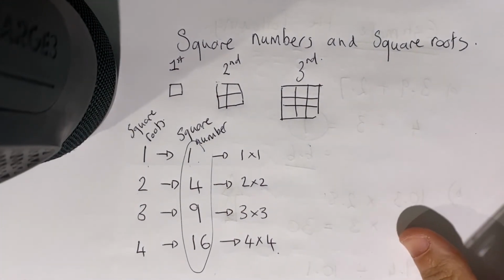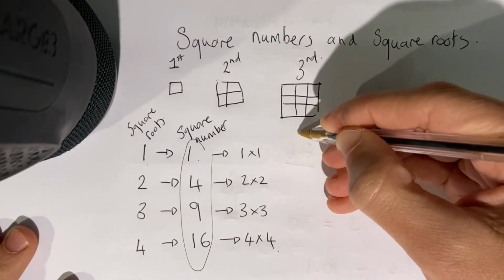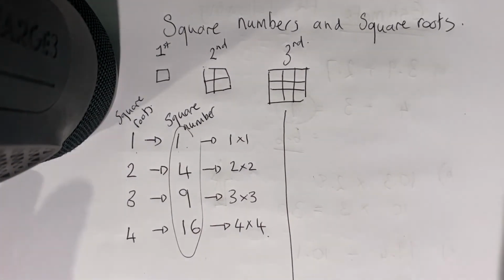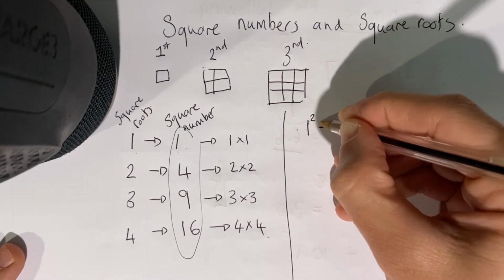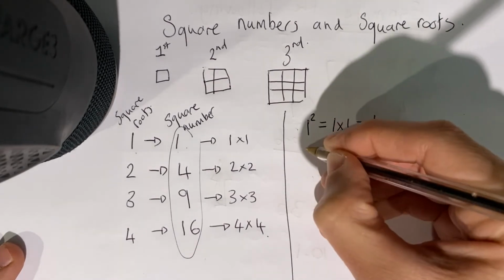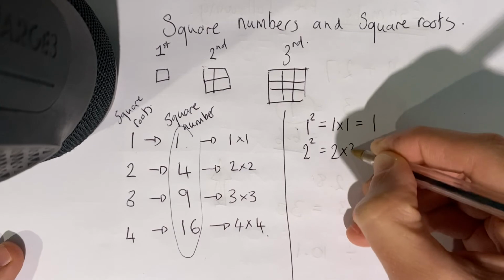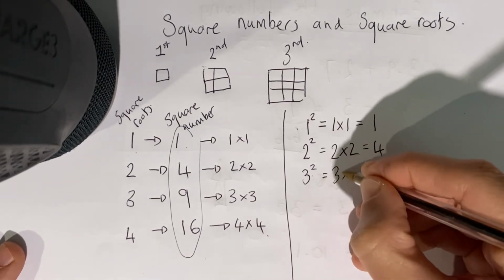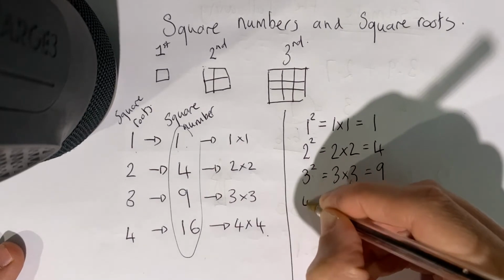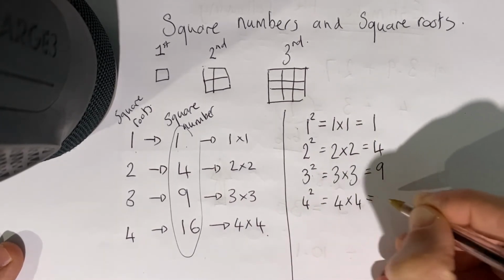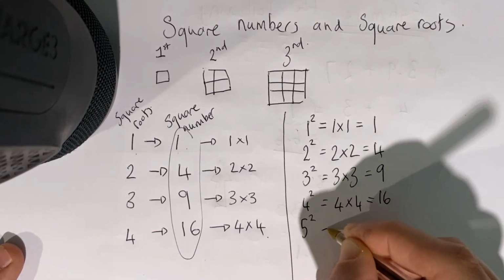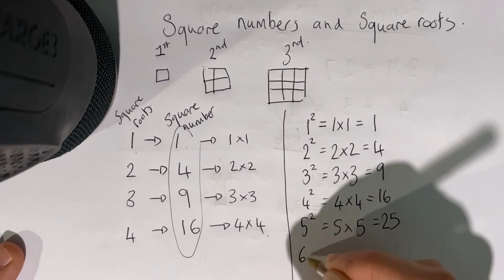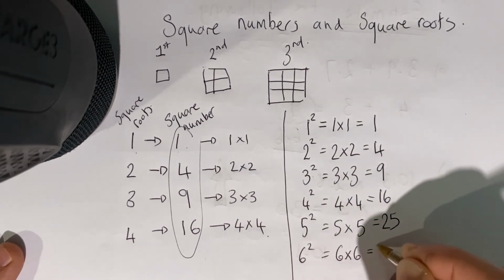There's some terminology that you should use here. You essentially get your square number, as we were looking at a little bit earlier, by squaring a number. So for example, we've got 1 squared equals 1 times 1 equals 1. 2 squared equals 2 times 2 equals 4. 3 squared, so that's to the power of 2, equals 3 times 3 equals 9. 4 squared equals 4 times 4 equals 16. 5 squared equals 5 times 5 equals 25. 6 squared equals 6 times 6 equals 36.